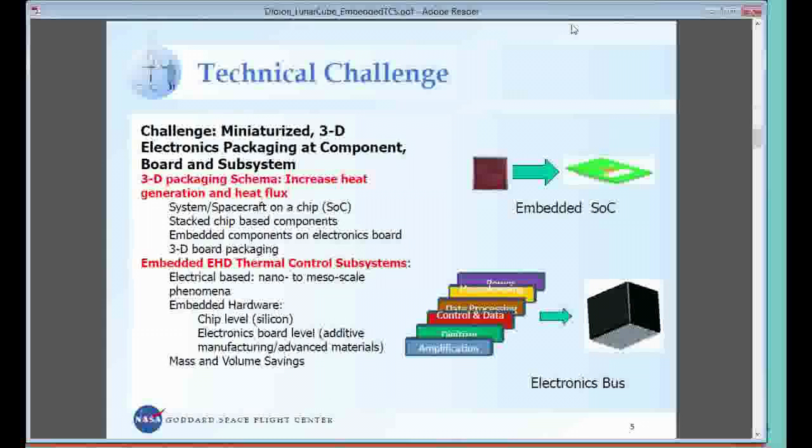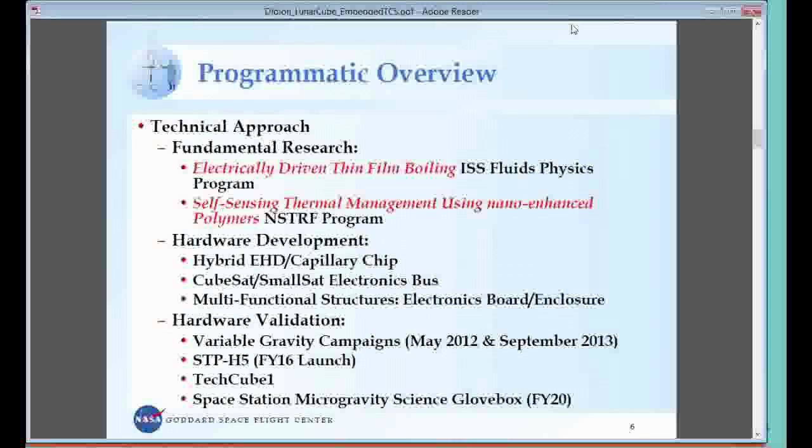The overview, we have actually a pretty broad program going on. We have fundamental research. This is electrically driven thin film boiling. That has gotten me 2 flights on the Vomit Comet, which is as cool as you think it is. And we're working on self-sensing thermal management using nano-enhanced polymers. Basically, that's carbon nanotubes thrown in latex paint.